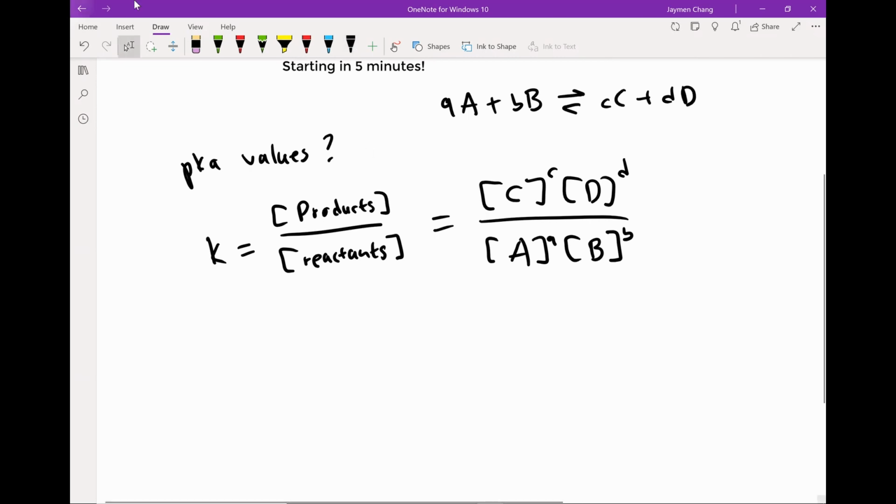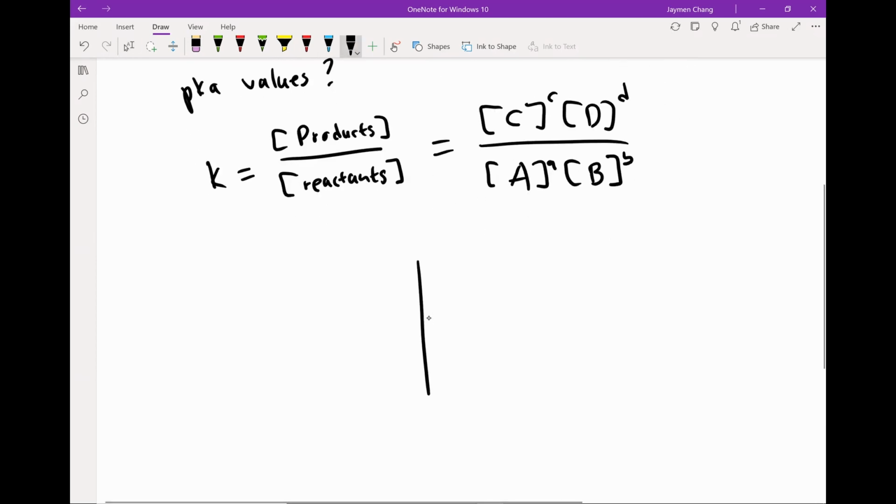So when we say pKa values, we actually want to think about which side the equilibrium is going to lie on. If we were to draw a diagram here with products and reactants, this would be K equal to 1, which means that we're perfectly balanced between the products and the reactants.